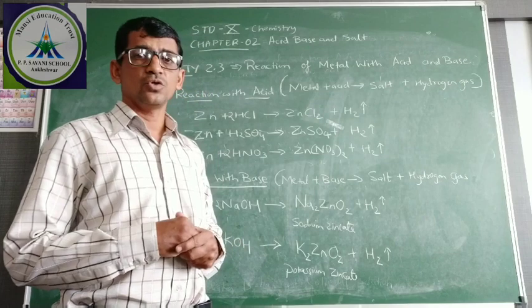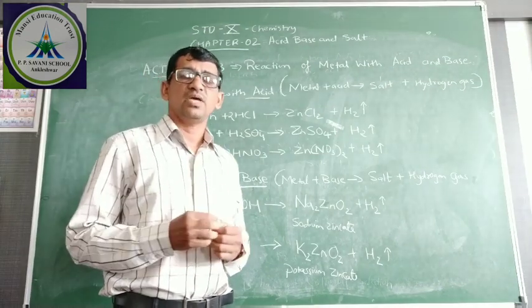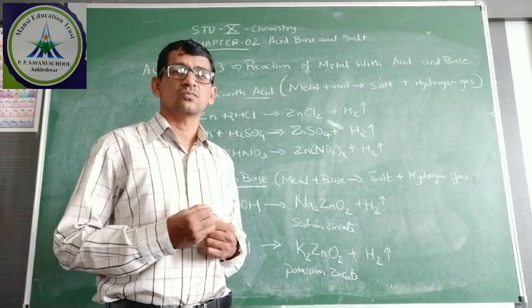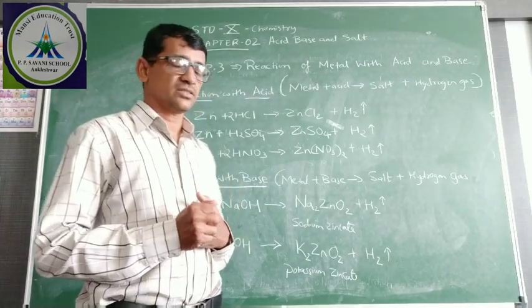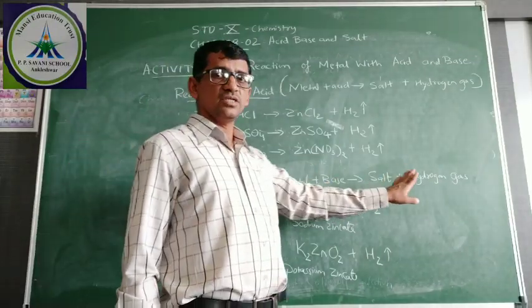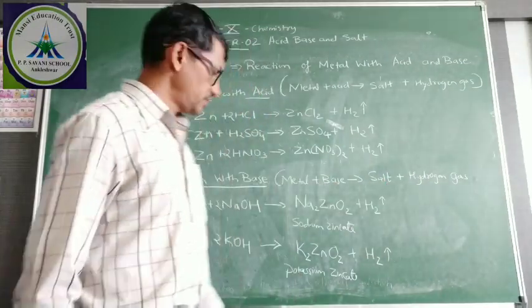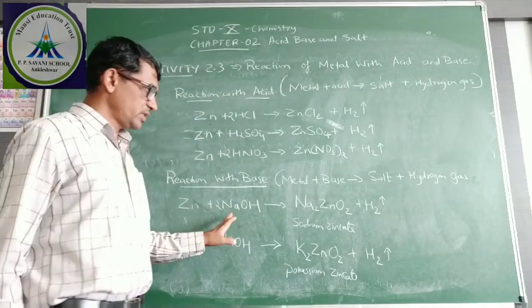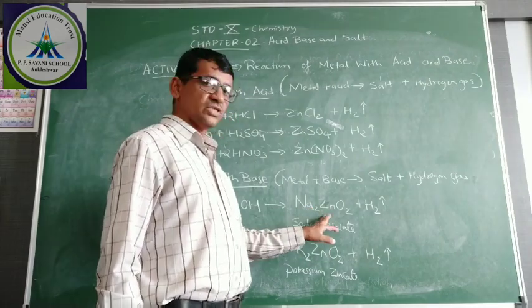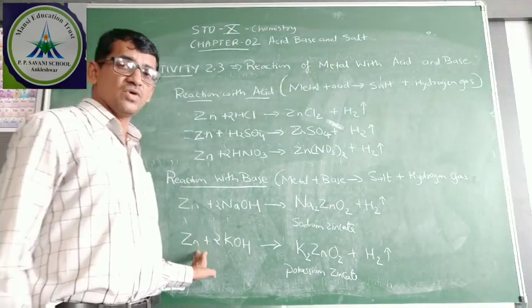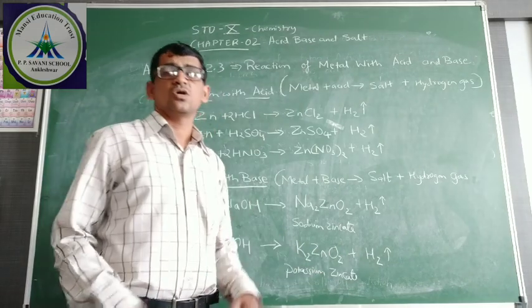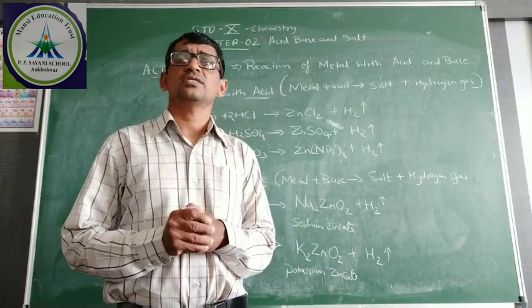When this hydrogen gas is produced and a flame, a matchstick flame, is kept near it, it gives a pop sound. This shows the presence of hydrogen gas. Second, reaction with base. Metal reacts with base to give salt and hydrogen gas. Zinc reacted with NaOH gives sodium zincate, Na2ZnO2, plus hydrogen. Similarly, when it reacts with potassium hydroxide, KOH, it gives potassium zincate plus hydrogen. So in this way, hydrogen gas is produced.